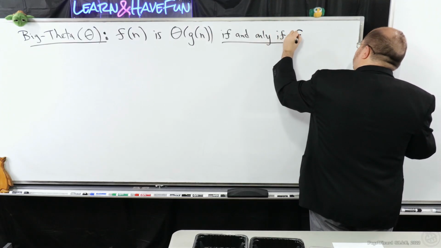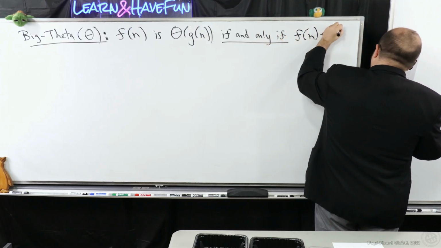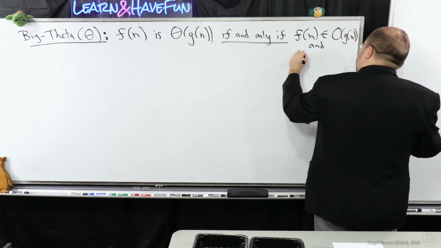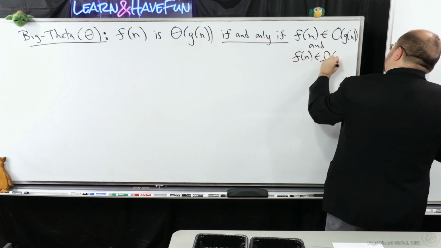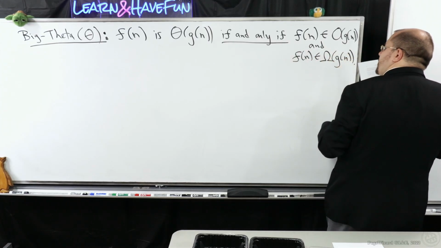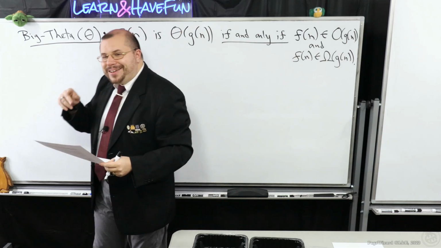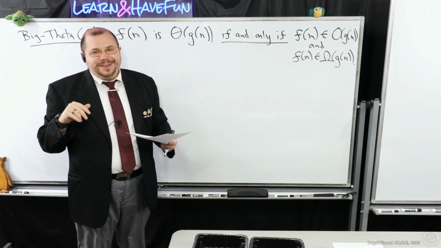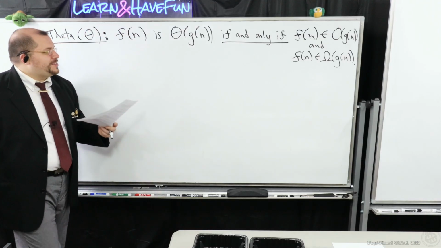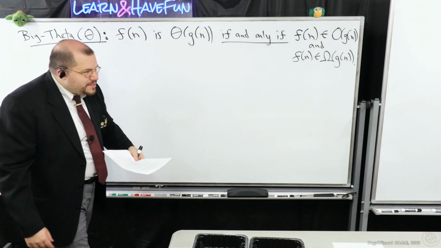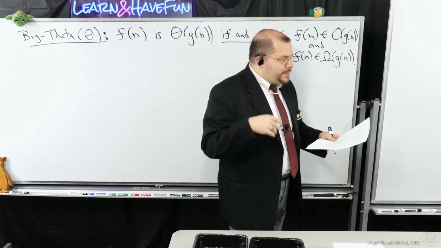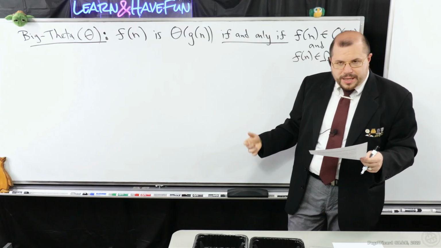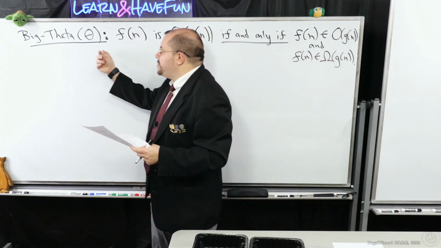If and only if f is big O of g, and f is big omega of g. That's it. So our definition is actually a combination of two definitions. If you understand what big O is, and you understand what big omega is, you understand what big theta is. Let me give you an example, before we try to use this definition to prove a claim, of why you might consider big theta.